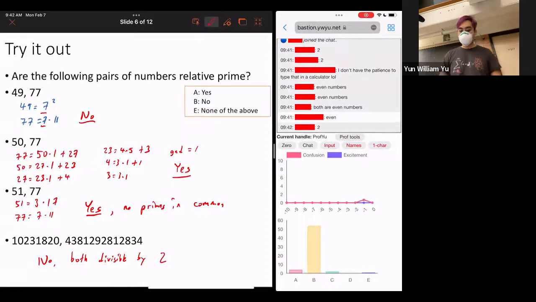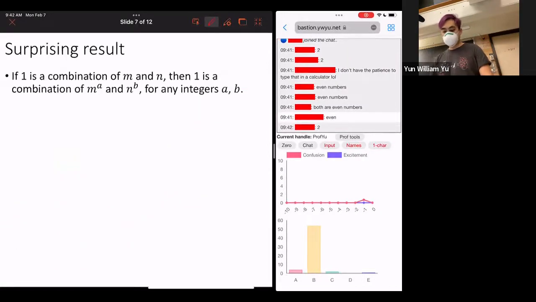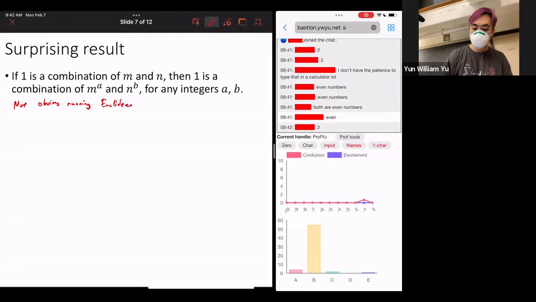So let me go ahead and mention, let's go on to the next page. There's actually a sort of surprising result that comes out of this, which is that if 1 is a combination of m and n, then 1 is a combination of m to the a and n to the b for any integers a and b. Now this is a little bit surprising because it's not directly obvious that running the Euclidean algorithm on both gives 1. So let me write that down. Not obvious running Euclidean algorithm on both gives 1.